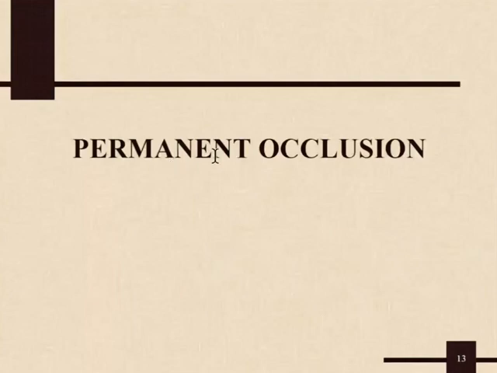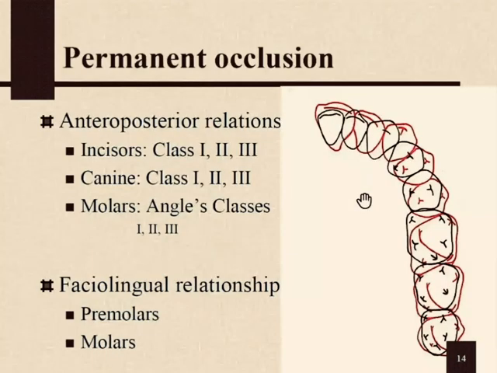Is done for the primary occlusion. Now we will have to talk about the characteristics of occlusion in the permanent dentition. Some of the characteristics in the permanent dentition are called anterior-posterior relations and facio-lingual relationships.